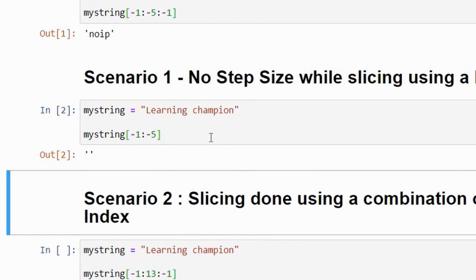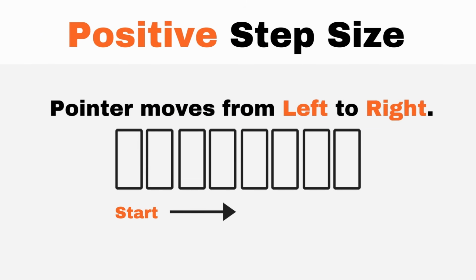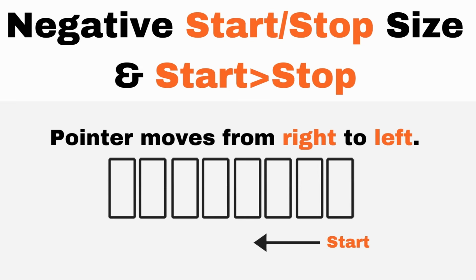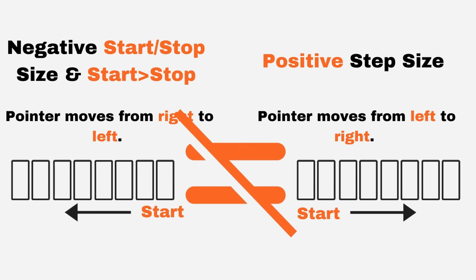After executing the command, we will notice that Python has returned nothing. But why? Isn't it odd? This is because the default step size is 1, which will move the pointer from left to right. But when we gave the starting index as -1 and the ending index as -5, we are telling the Python pointer to move from right to left, as the starting index is greater than the stop index. Python did not return anything because of the contradicting inputs.